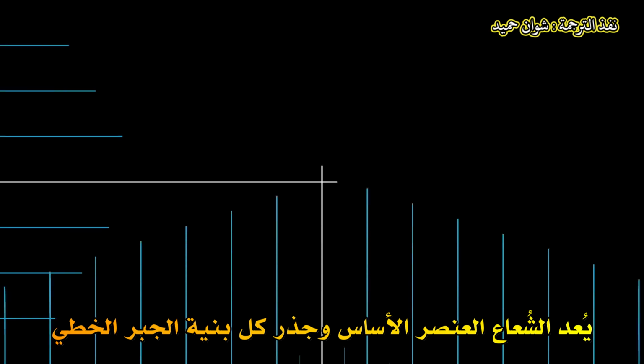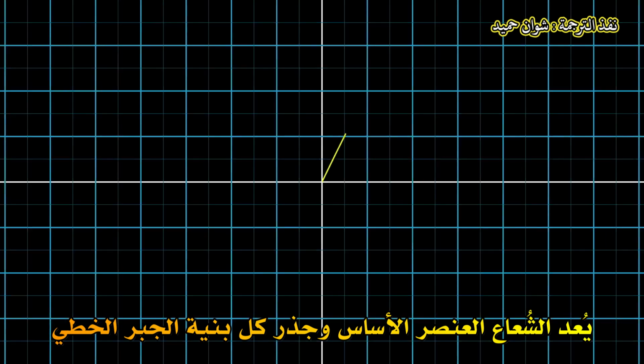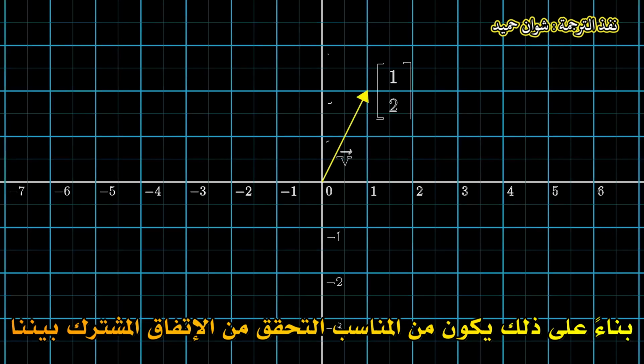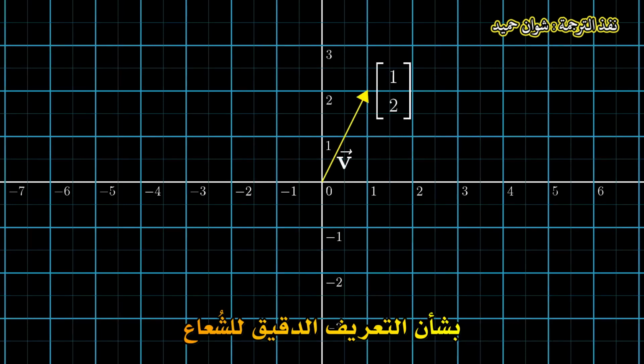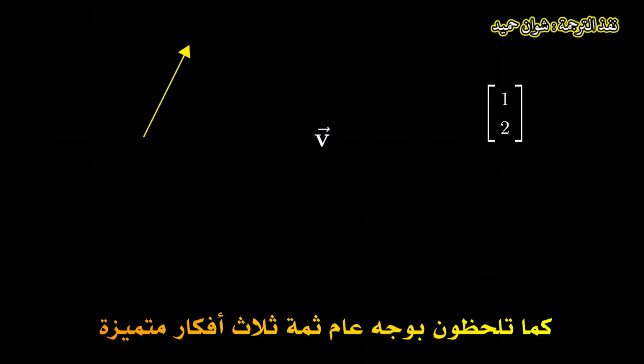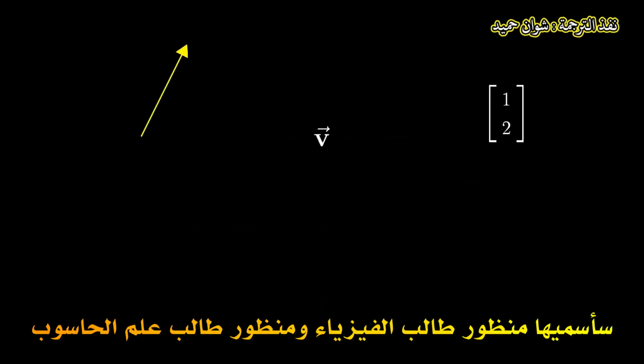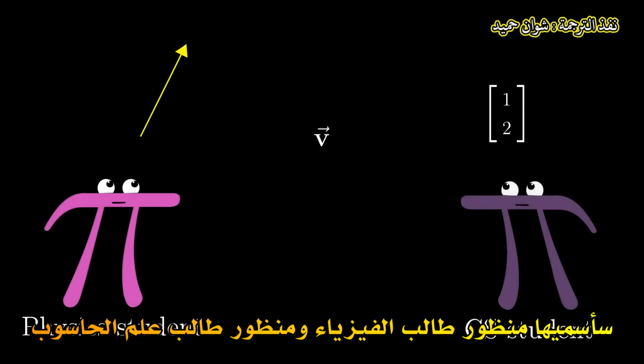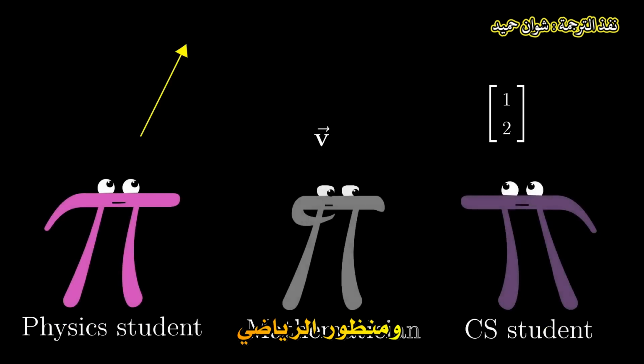The fundamental, root of it all building block for linear algebra is the vector. So it's worth making sure that we're all on the same page about what exactly a vector is. You see, broadly speaking, there are three distinct but related ideas about vectors, which I'll call the physics student perspective, the computer science student perspective, and the mathematician's perspective.